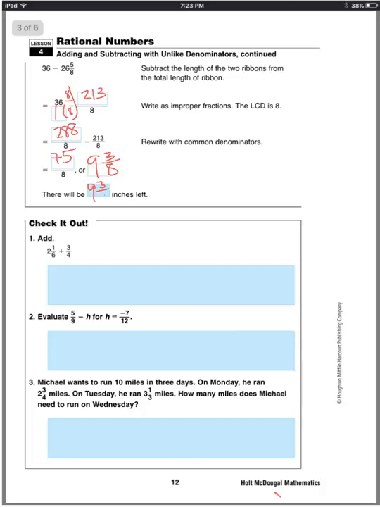Okay, do the check it out problems, don't take forever.